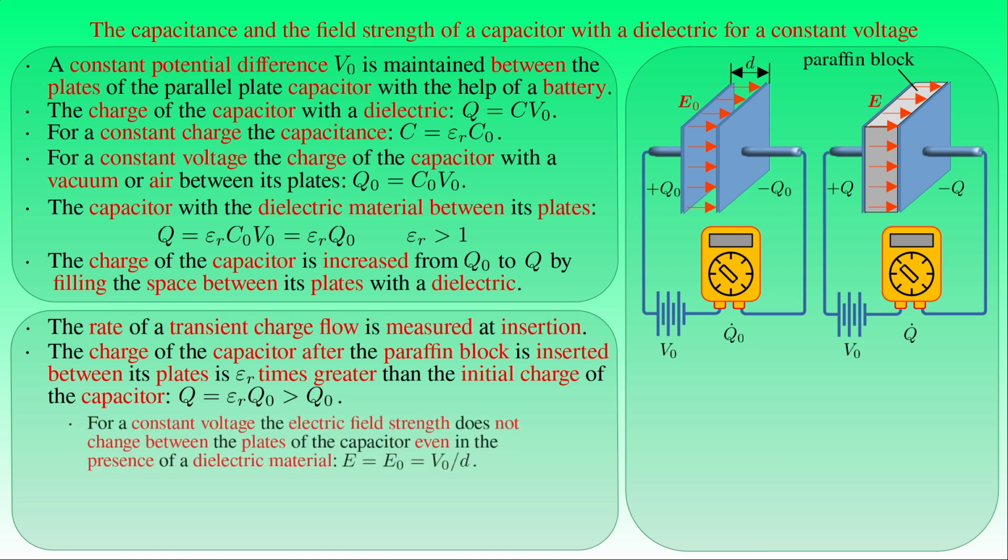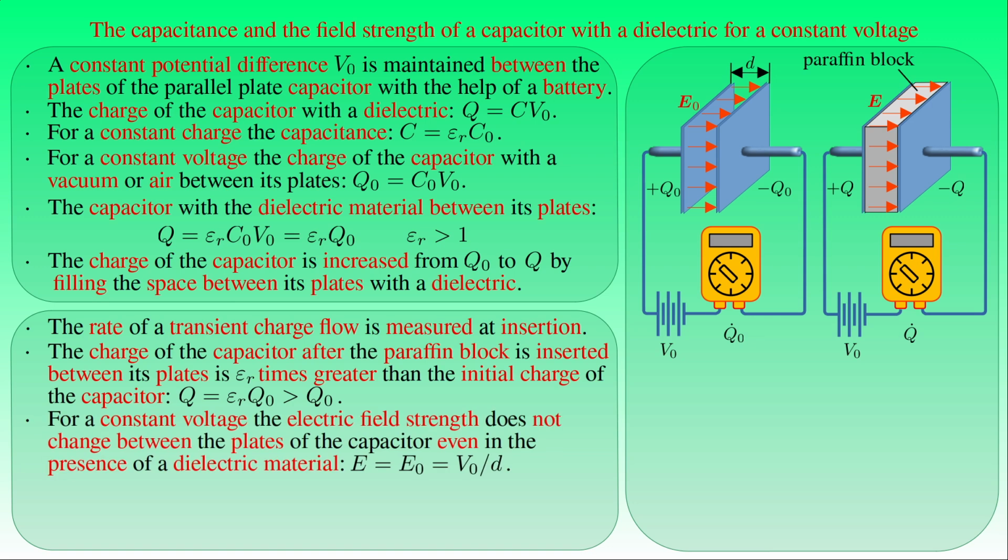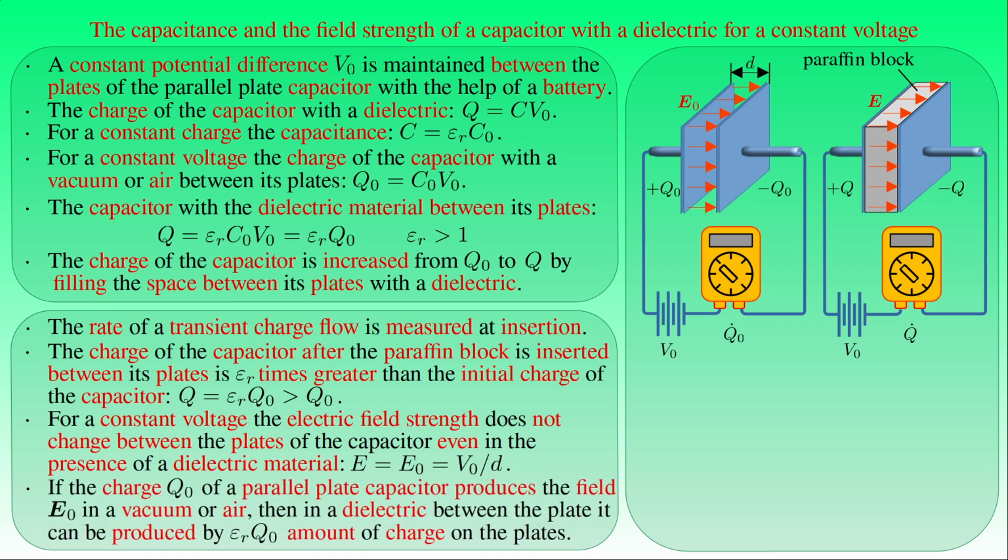Because the voltage is constant during the experiments, the electric field strength E0 does not change between the plates of the capacitor even in the presence of a dielectric material. Then the magnitude of the uniform field E0 is given by the voltage V0 divided by the distance d between the plates, and we can write that the magnitude of the electric field strength E is equal to the magnitude of the electric field strength E0. The relationships obtained for the electric charge and the electric field strength express that if a given amount of charge of a parallel plate capacitor produces an electric field strength in a vacuum or air, then the same field strength in a dielectric between the plates of the capacitor can be produced by epsilon r times greater amount of charge on the plates of the capacitor.